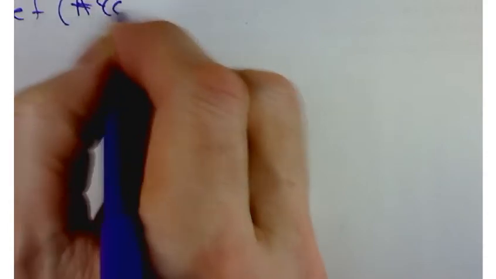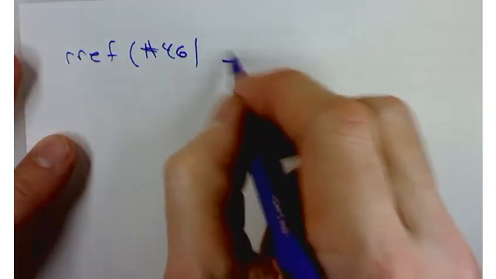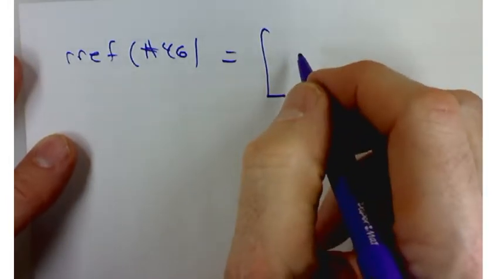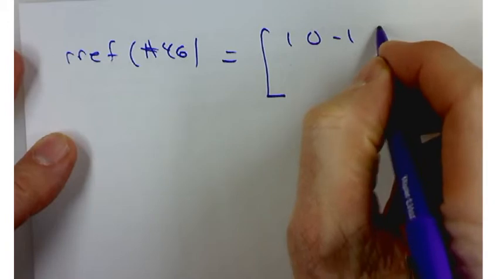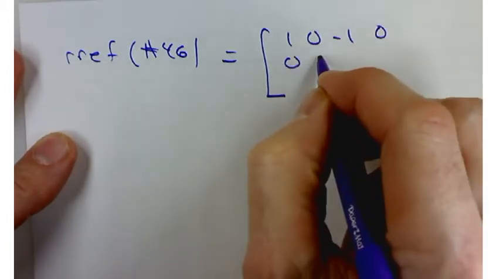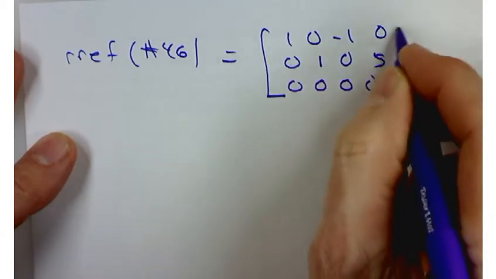For number 46, it would be something like this: 1, 0, negative 1, 0, 0, 1, 0, 5, 0, 0, 0, 0.